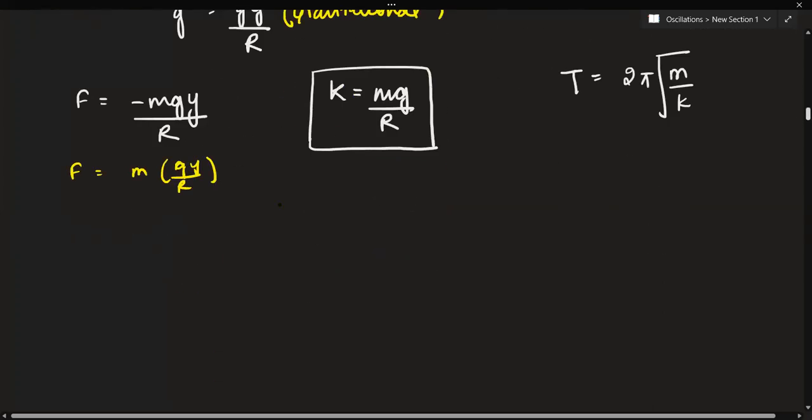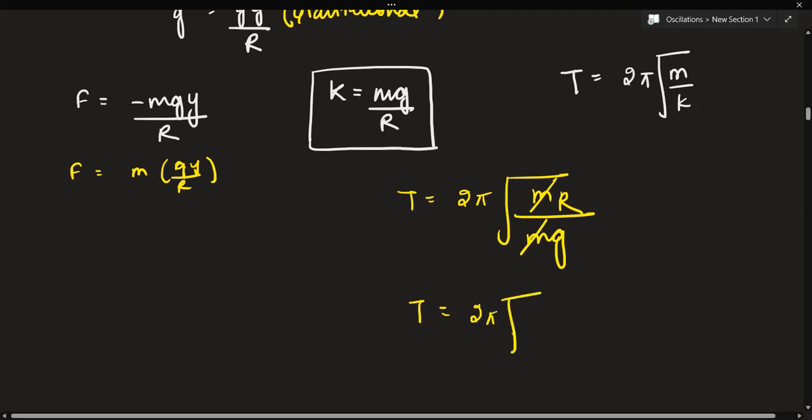So see, the standard value of time period is 2 pi under root m by k. So time period will be 2 pi under root m divided by, instead of k, we can write mg by capital R. mg will get cancelled. It will be 2 pi under root R by g.